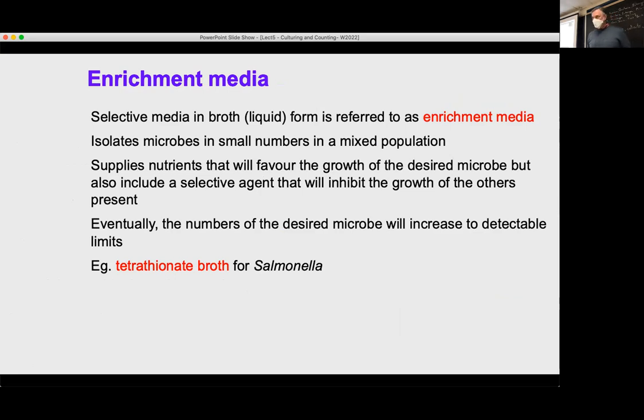There's enrichment media as well. If you have enrichment media that's in broth form, that's referred to as enrichment media. So if you put it in a plate, that's your selective media. If you take this Bacillus cereus media and you put it into a broth instead of on an agar plate, you can get lots and lots of Bacillus cereus bacteria. So that's a way of getting way more of that organism, by enriching it, giving it an environment it loves to grow in. Okay.